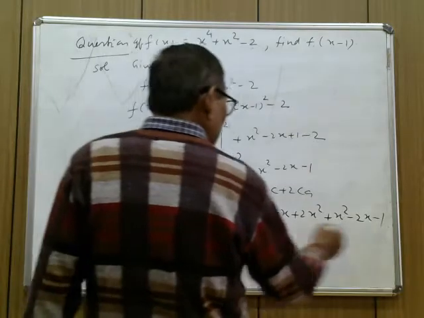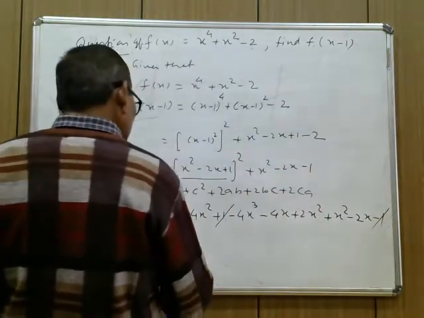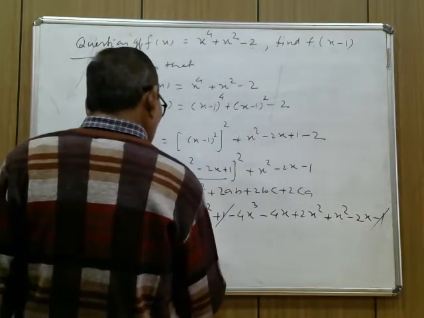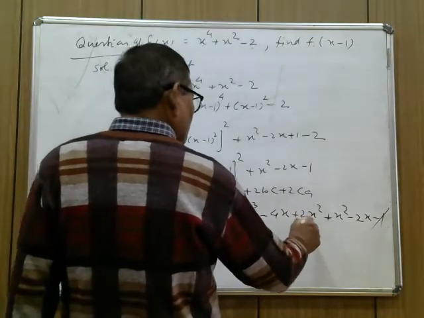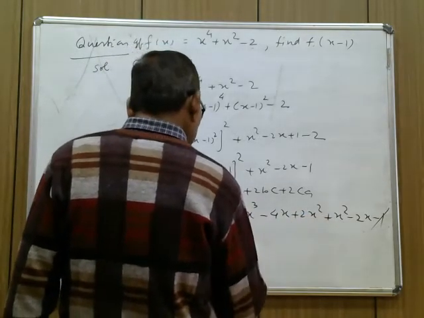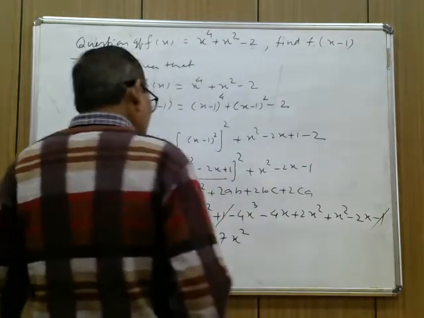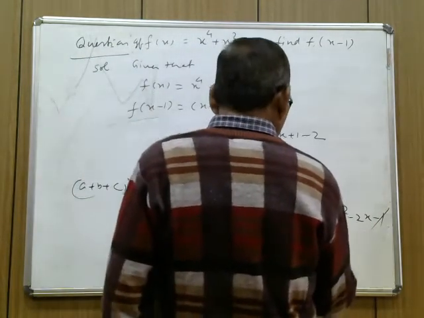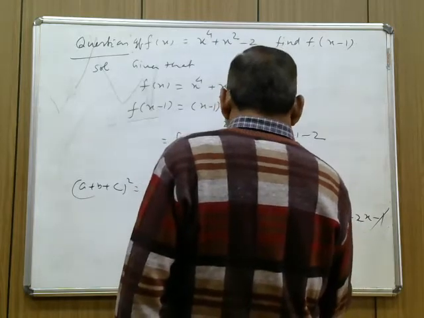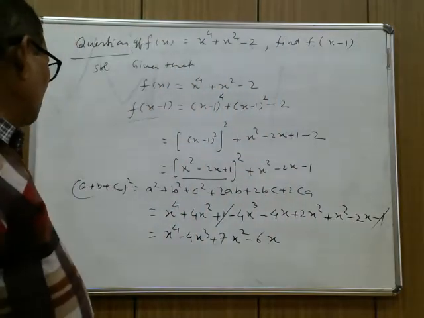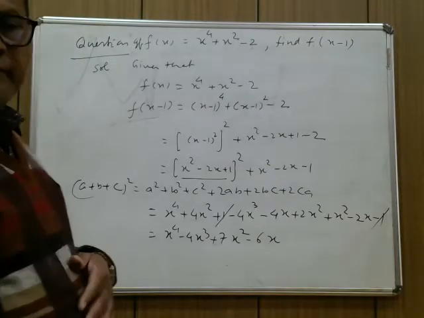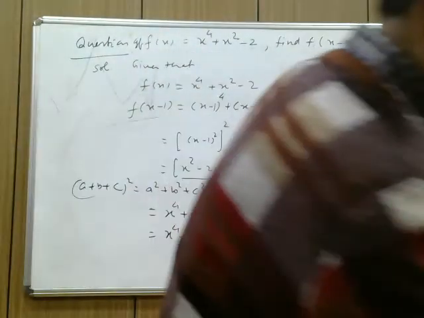So this one and this one will be cancelled. It is x to the power 4 minus 4x cube, then 4x square plus 3x square is plus 7x square, and again coming to x, minus 4x and minus 2x is minus 6x. So in this way you can find f of x minus 1 in this question.